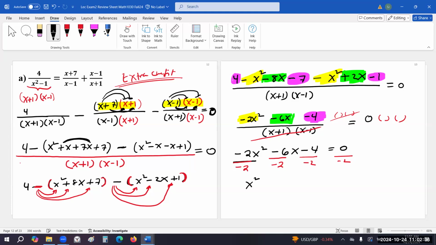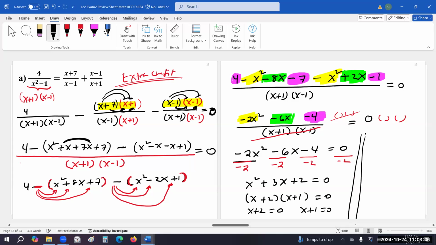So you get x squared and then 3x, minus or plus? Plus. And then plus 2. Is it factorable? What are the two numbers we have? Plus 2, plus 1. So x plus 2 equals 0, and x plus 1 equals 0. That gives us x is negative 2 and x is negative 1.